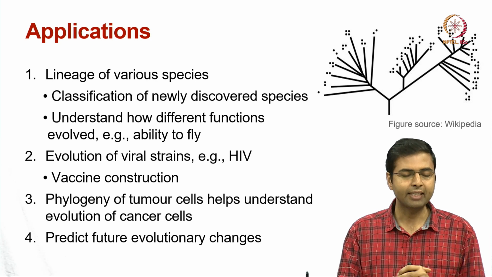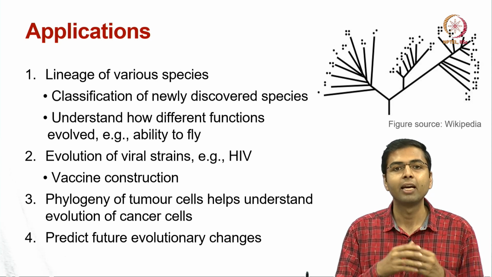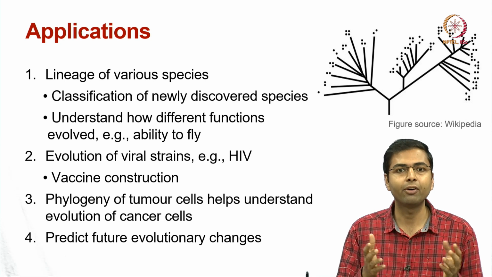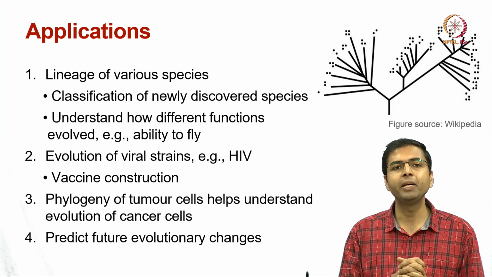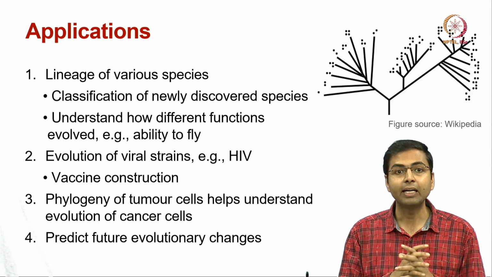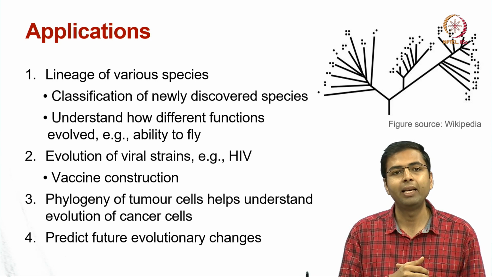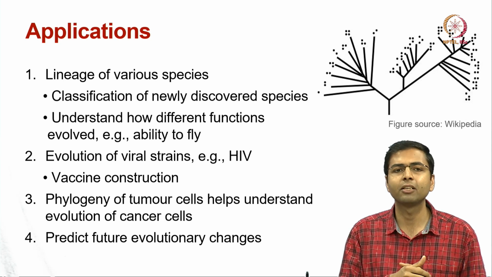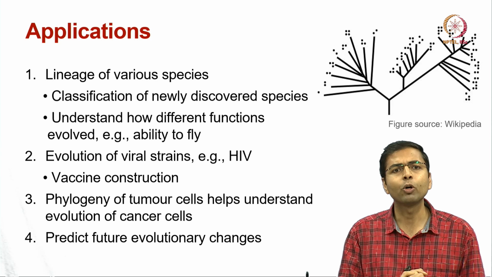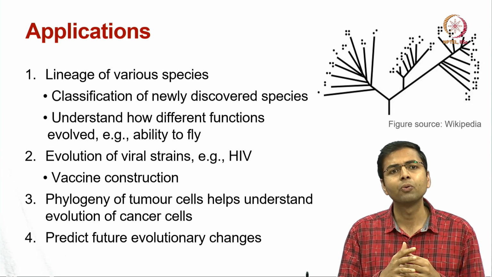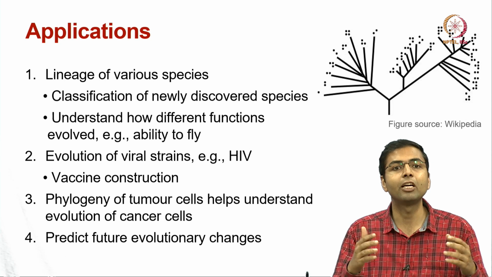Let us consider various applications where you may want to reconstruct the evolutionary relationship of different objects. The first application could be reconstructing the lineage of various species. For example, let us say you have different species, humans, mouse, rats, chimpanzees and so on, and you want to understand how they might have evolved or what their evolutionary history looked like.